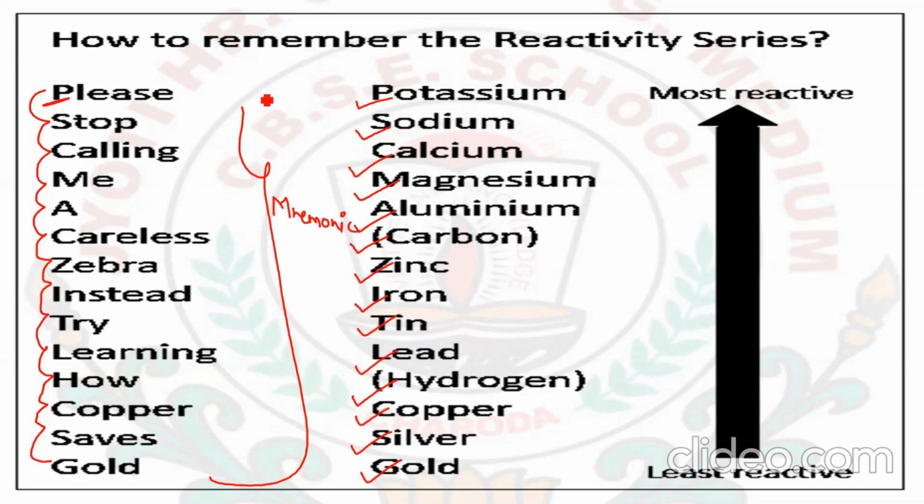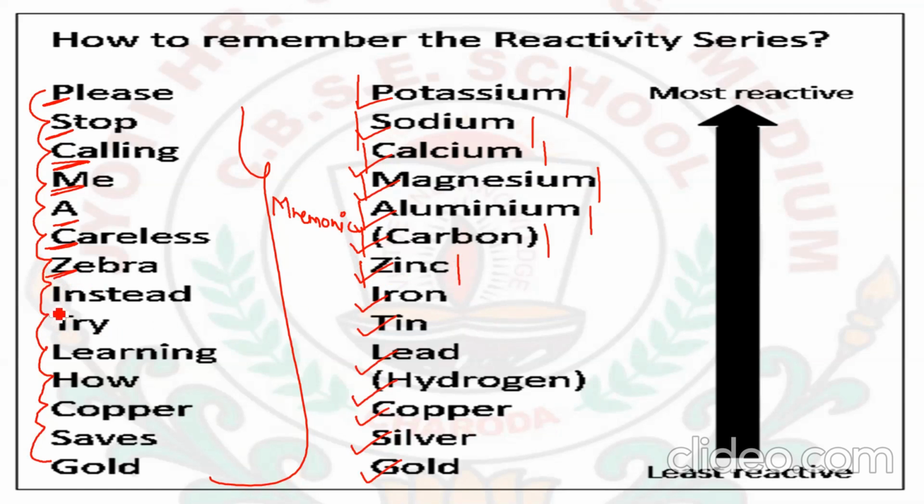From the P of please, potassium is formed. From the S of stop, sodium is formed. From the Ca of calling, calcium is formed. From the M of me, magnesium is there. Then from the A, aluminium comes. Then from the careless C, you get carbon here. Then from the zebra Z, you get zinc here.